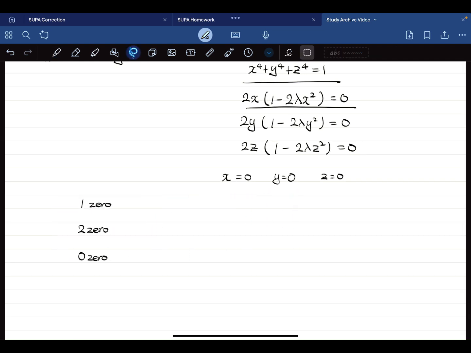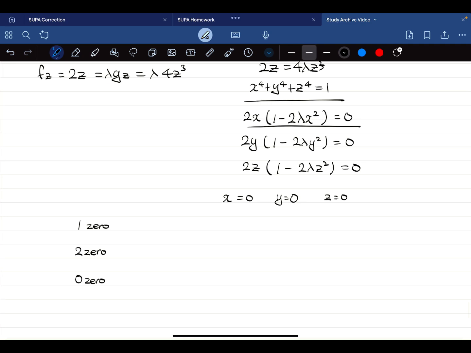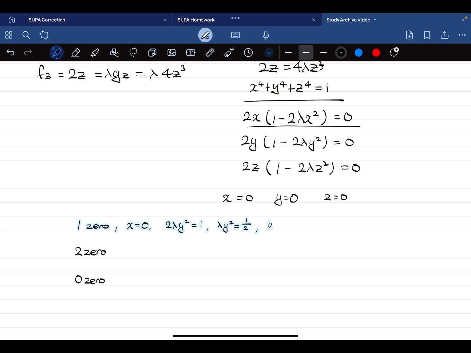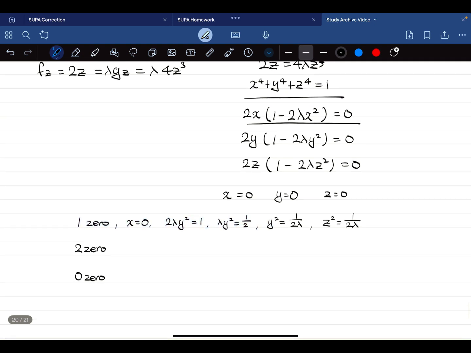I'm also going to go ahead and do a case with no zeros. So let's see here. What if x was 0 and that was the only 0? Well, that would mean x is 0, but 2 lambda y squared has to be 1, which means that lambda y squared is 1/2, or rather, y squared is going to be 1 over 2 lambda. And that's going to be the same for z.